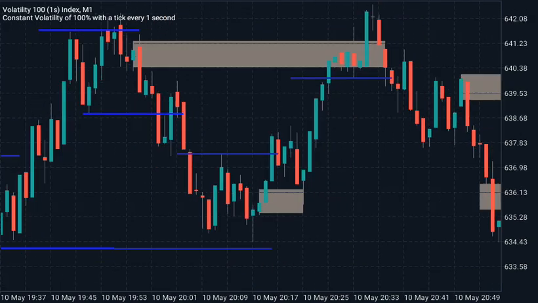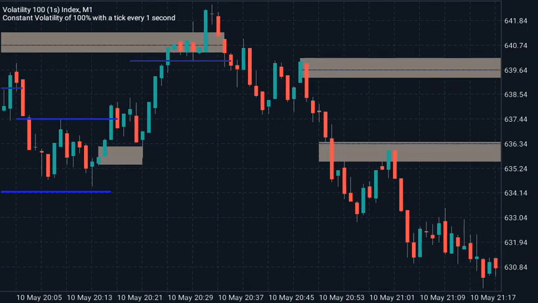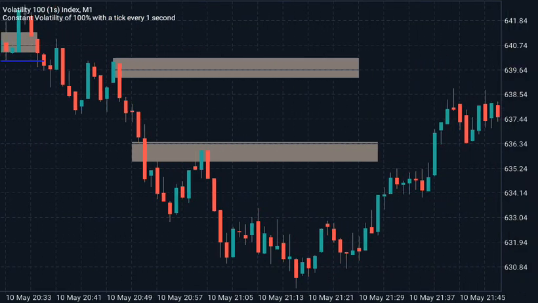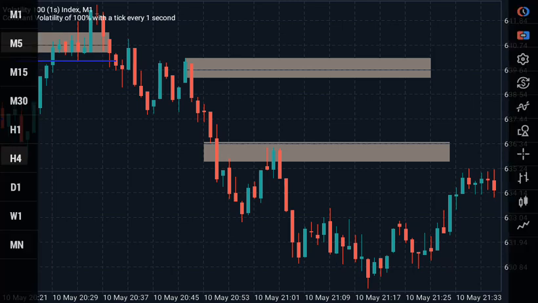So then let's see what the market does. Look at how the market tapped into my TP. So guys, this was a later analysis. That's what I wanted to show you.